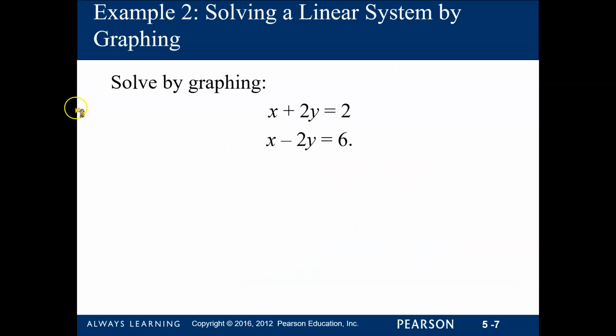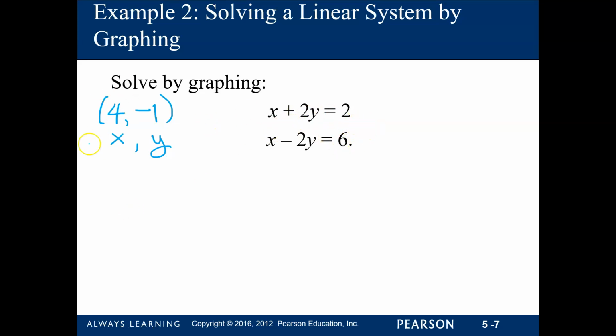Okay, so our point of intersection, let's go back over here. The point of intersection, according to our graph, is 4, -1. So what does that mean? If we replace the x and y values into these equations, those equations will be true.